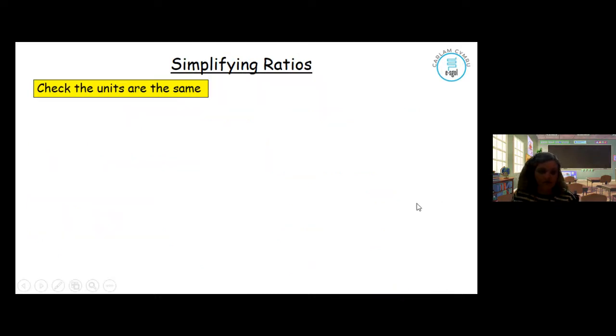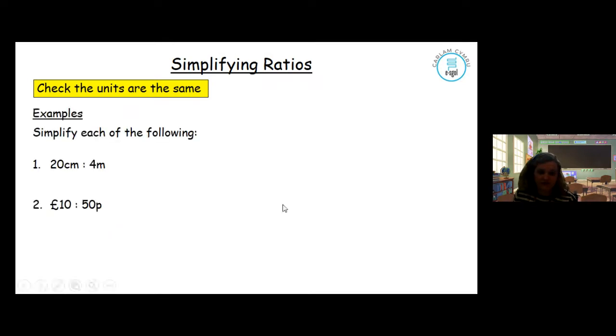Okay then, so check the units are the same. By that I mean, if we have a look at this, we've got 20 centimetres and 4 metres. So we've got centimetres here, metres here. You cannot simplify our ratios unless you have them in the same units. So you need to bring in a bit of other knowledge here, and you need to know that there are 100 centimetres in 1 metre.